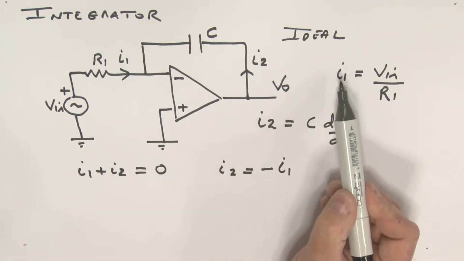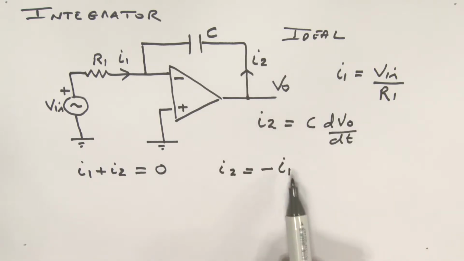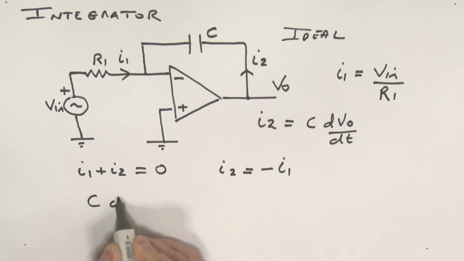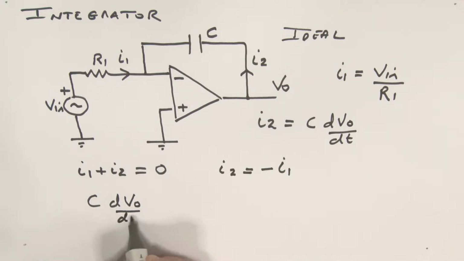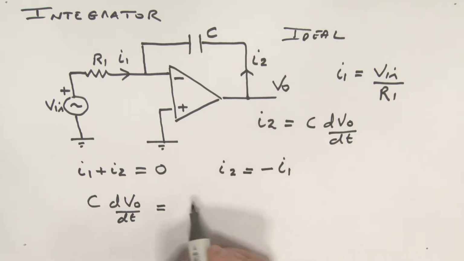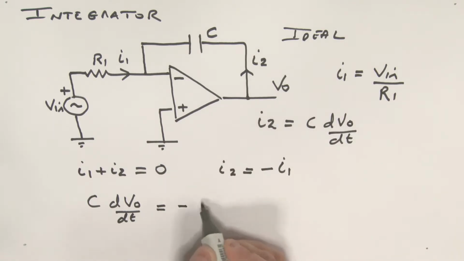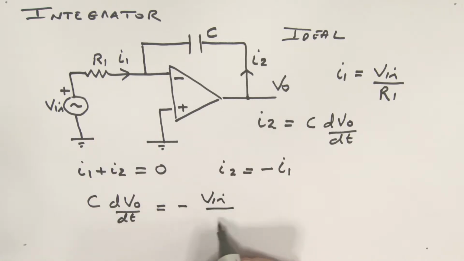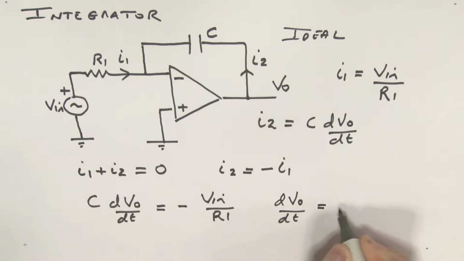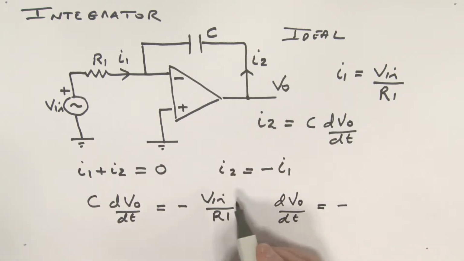So now let's put this information, I1 and I2, into this equation. If we do this, I2 is going to be what? C dVO by dt being equal to I1, well there's a minus there, it's an inverting amplifier, so there's a minus Vin divided by our resistance R1. Now dividing both sides by C, we can say that we have dVO by dt is going to be equal to minus, what have we got here?